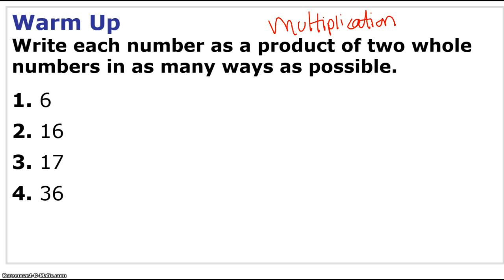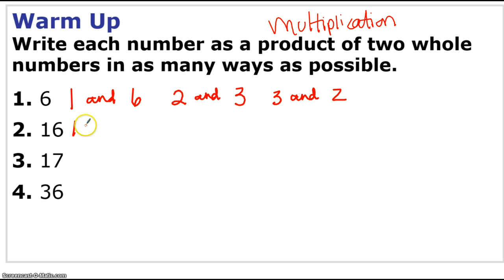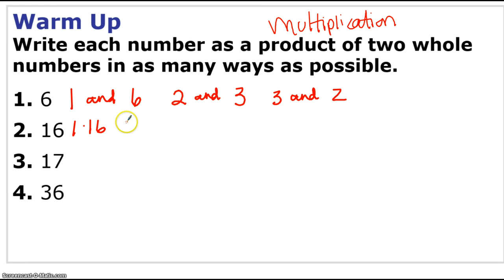Alright, for number 1, how many ways can we write 6 as a product of two numbers? Right off the bat, I'm thinking 1 and 6. I'm thinking 2 and 3. And you also could have had 3 and 2. For 16, I'm thinking 1 times 16. I'm thinking 2 times 8. I'm thinking 4 times 4. Can you think of any other ones?